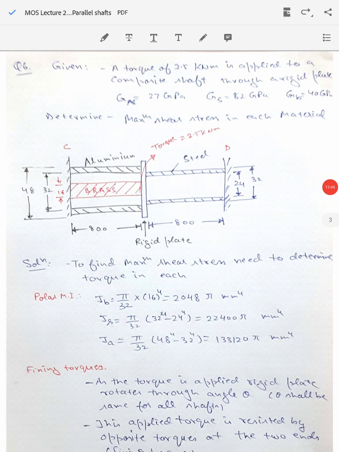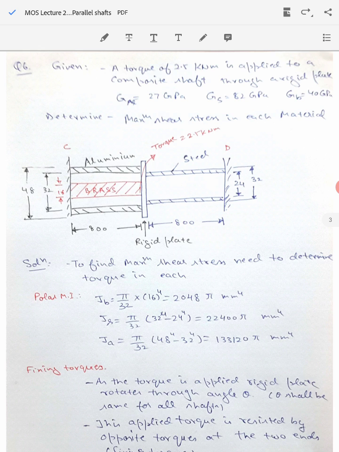Let's look at another numerical. So here we have a bit complex case. Here you are given that a torque of 2.5 kilonewton meter is being applied to the composite shaft through a rigid plate. So you can see here is a composite shaft.